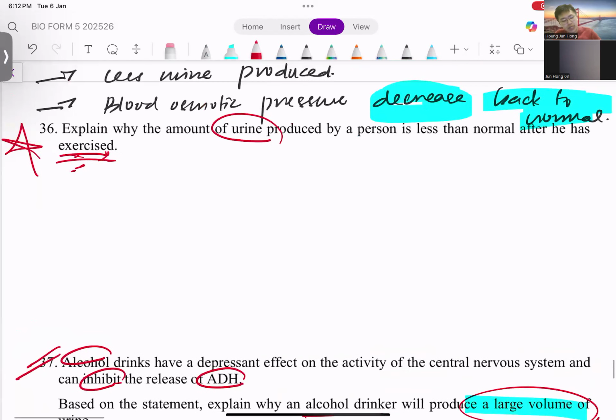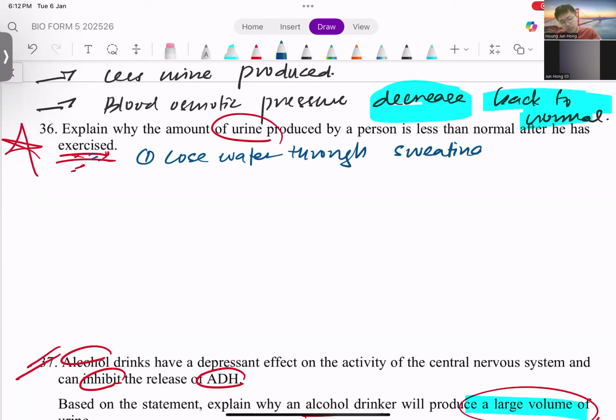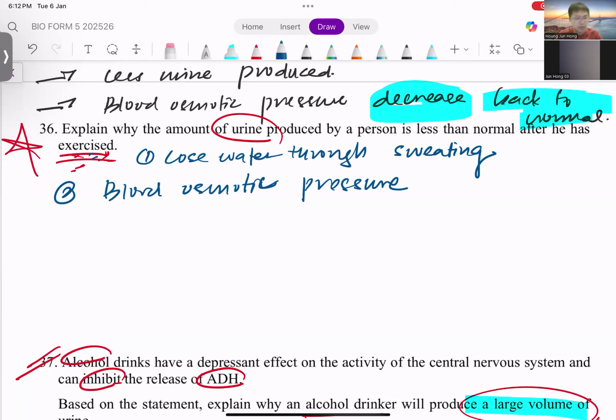Now, if you think about it, during exercise you sweat, you breathe a lot, and so on. In that case, you should lose water. So you lose water through sweat. And how does that link back to your homeostasis, to your osmolar regulation? If you remember, the key word is blood osmotic pressure. Whatever you answer, it must be directed to this particular factor that you are regulating. It's called blood osmotic pressure.